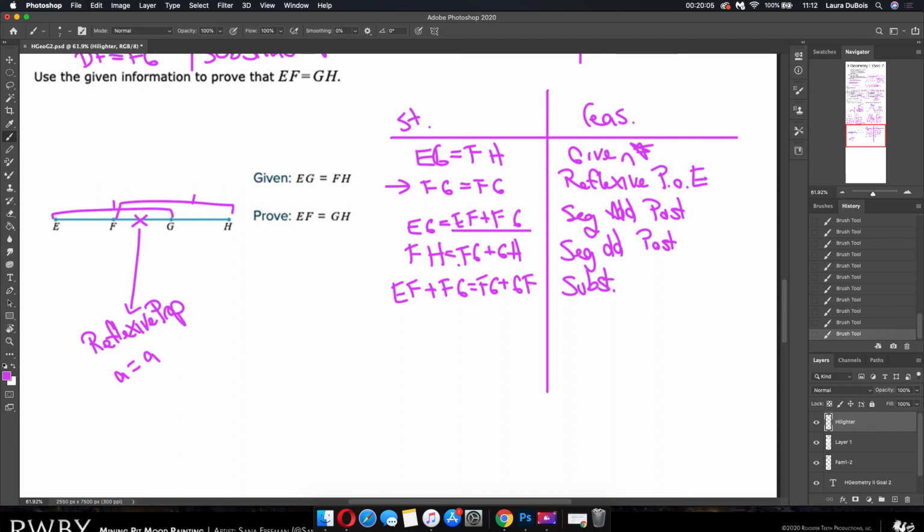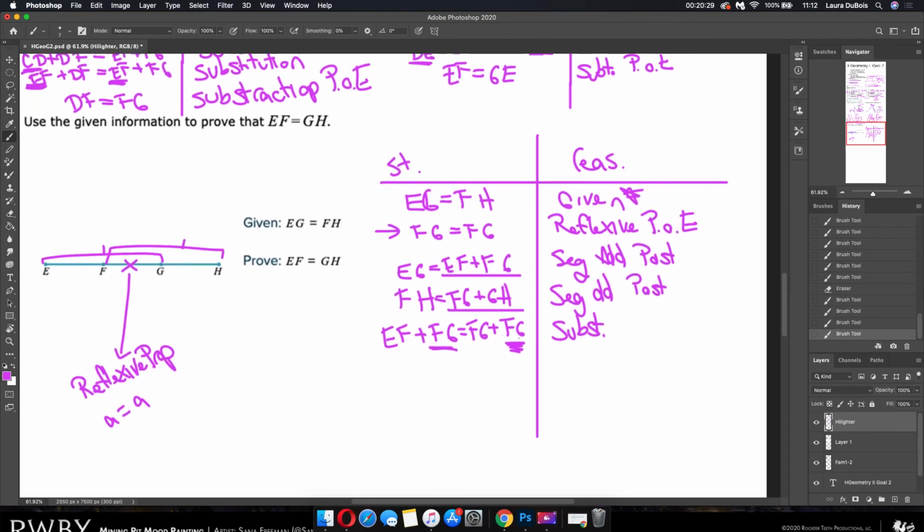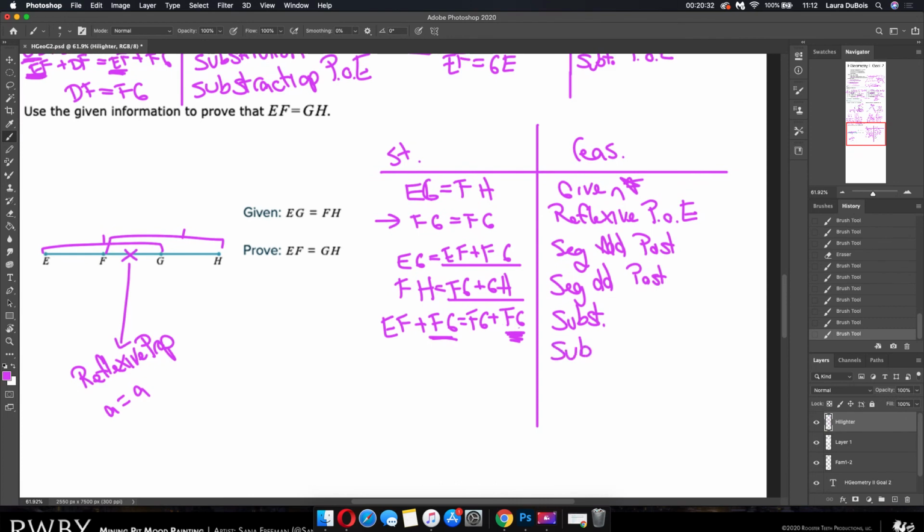So I took this piece and I took this piece and I set them equal to each other in an actual equation. And oh look, we have an FG and an FG. How convenient. I wrote it backwards for some reason, but how convenient. The computer won't care if you write it backwards like I did. And then, almost exactly like we've been doing for all of the other proofs, we're going to use the subtraction property of equality to get rid of those in order to say that EF equals GH.